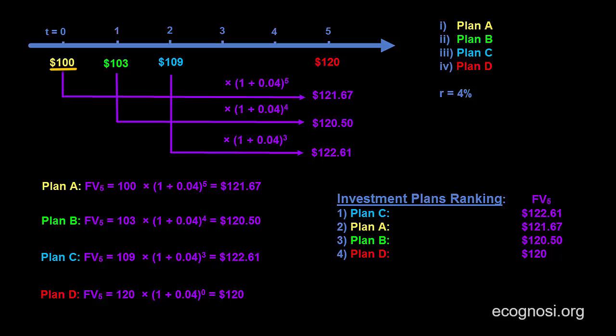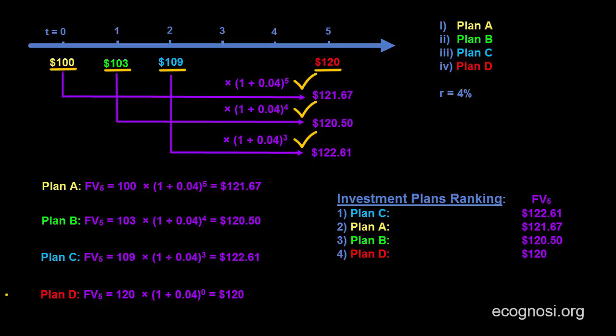We do so by multiplying by 1 plus 0.04 to the 5th power. And to connect this with something we covered in the past, this 1 plus 0.04 to the 5th is the 5-year future value factor. Same logic for plan B. We multiply it by the 4-year future value factor since it rests at t equals 1. For plan C, we multiply by the 3-year future value factor, and lastly for plan D, no adjustment is needed as it is already in year 5.